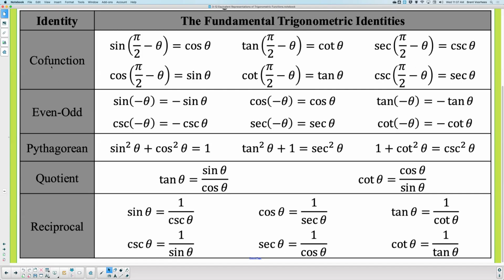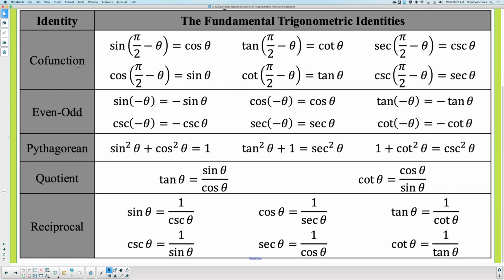What a cofunction identity does is it changes a sine to a cosine or a cosine to a sine. The only difference in these words that I'm saying is one has a co and one does not. Make sense? Do you hear me? One has a co, one does not. So tangent becomes a cotangent, and cotangent becomes a tangent.